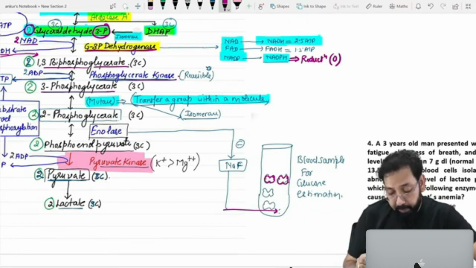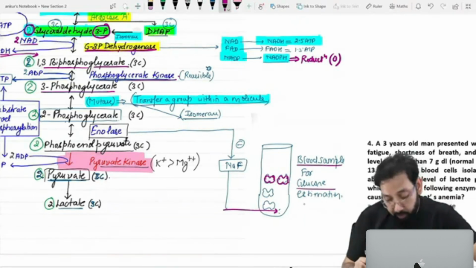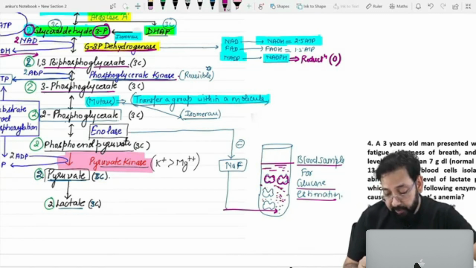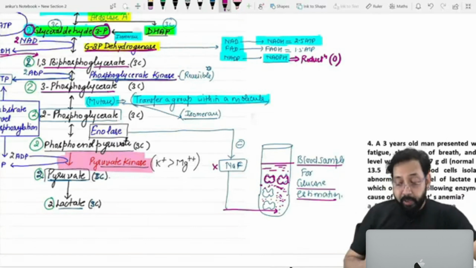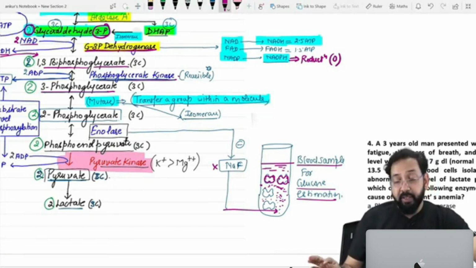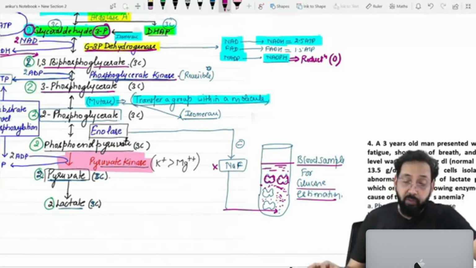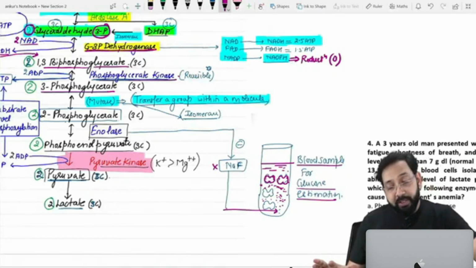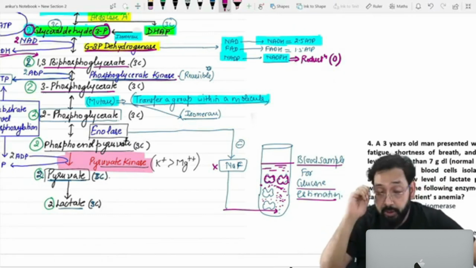You took a blood sample for glucose estimation. In this sample, sugar is there, RBCs are also there. RBCs will utilize some amount of glucose if we don't add sodium fluoride. How was the question asked? There was an intern who took a sample for blood glucose estimation. He forgot to take the tube having sodium fluoride, meaning sodium fluoride was not there in the test tube.